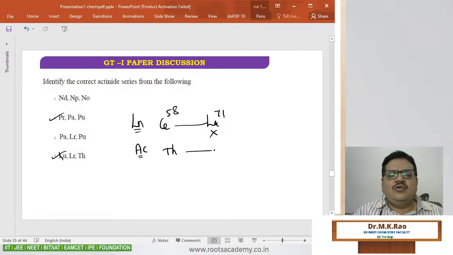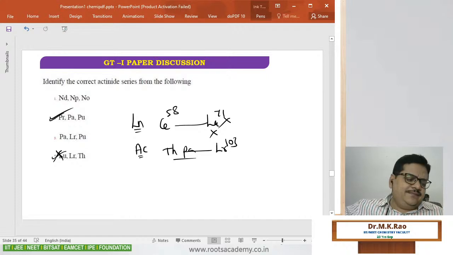Thorium 90 to lawrencium 103. Thorium, protactinium, plutonium, all these will come. So option 2 is not correct.